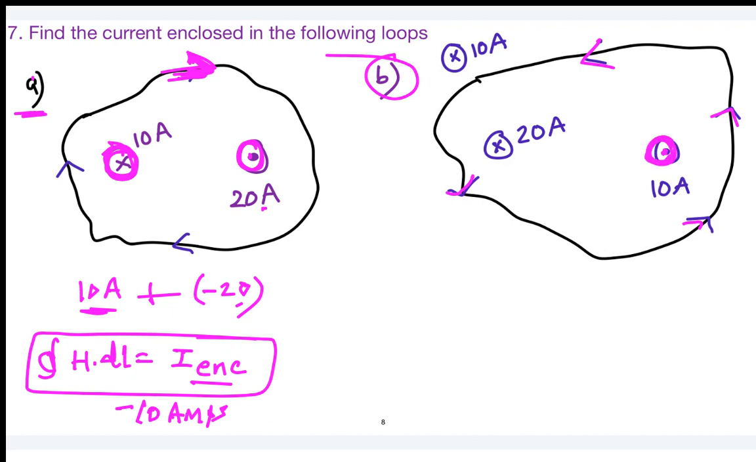You should remember the notation. And a cross means into the plane. So since the loop is anti-clockwise, the thumb is pointing outside here. Whichever is outside, you consider it as a positive current. So one current will be plus 10 and this into current you consider as minus 20. So that will be minus 10.